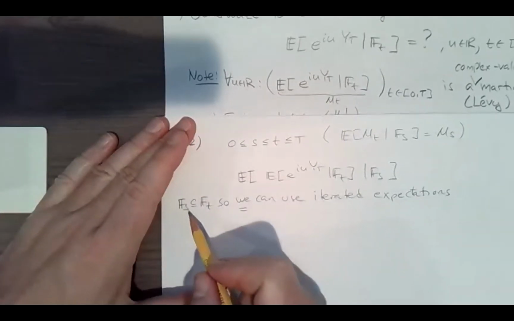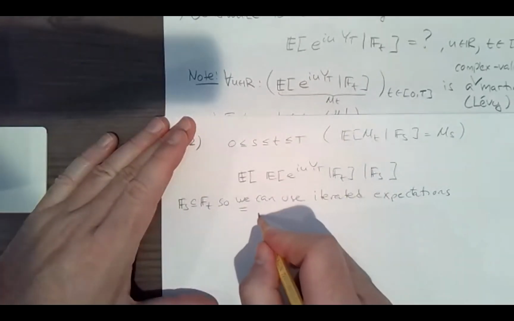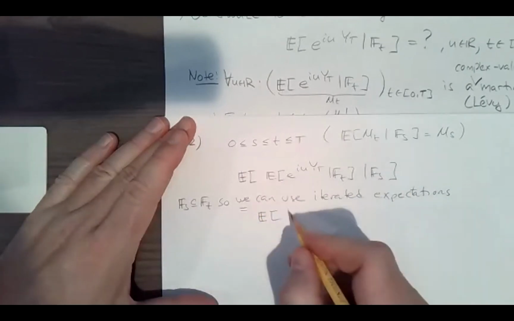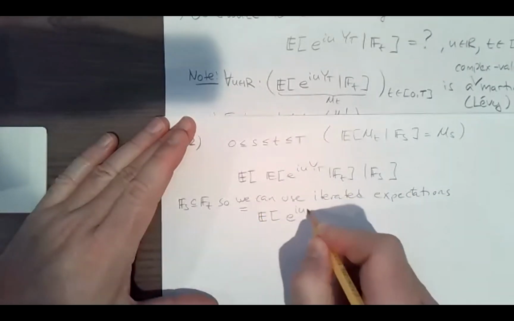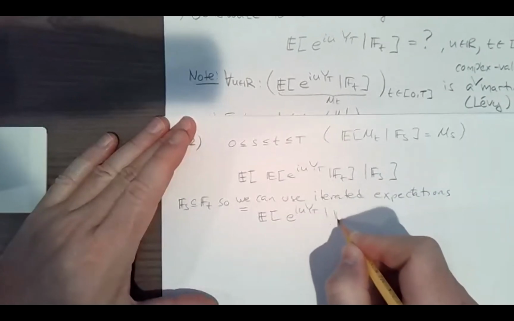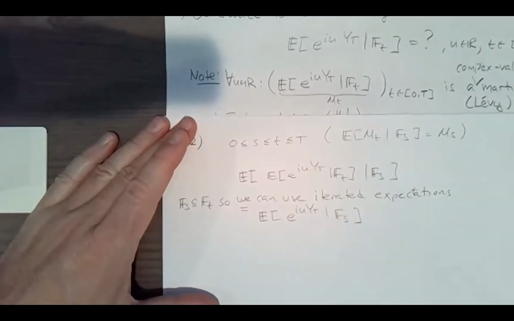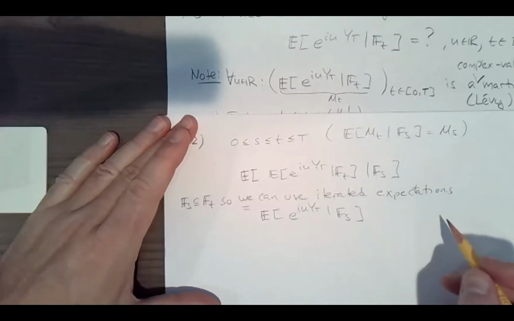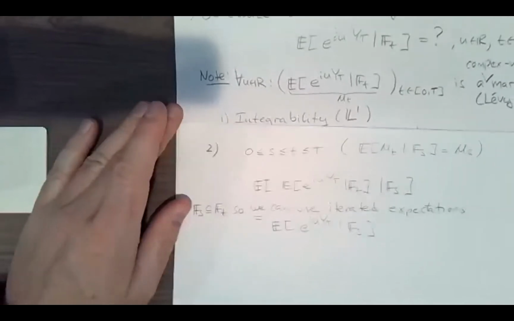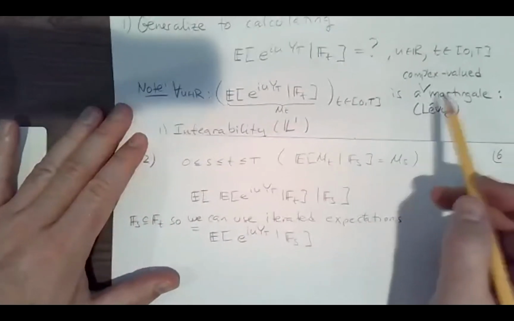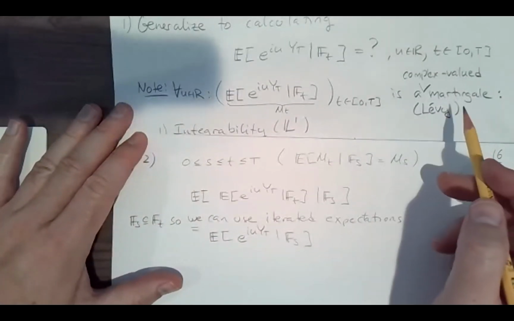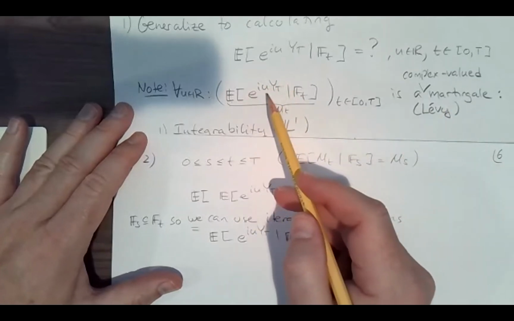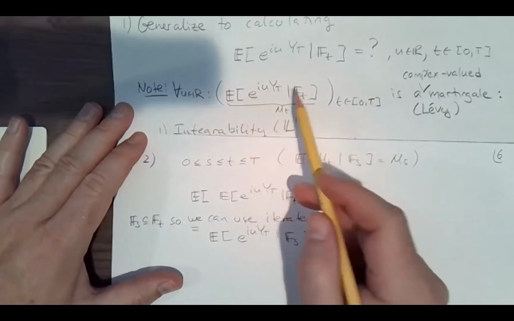The smaller guy wins, and we are done with the double conditional expectation. We just get E of e^{iuY_T} given, and then the smaller one, right? And that was what we set out to prove. This here is exactly my M_S. So this is really true. It is a martingale and has a specific structure. You take a random variable and you condition. When you do that, you're going to get a martingale.